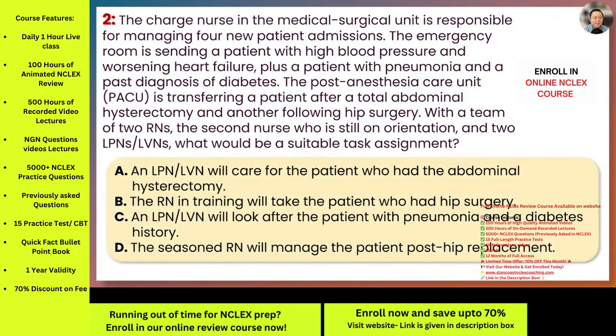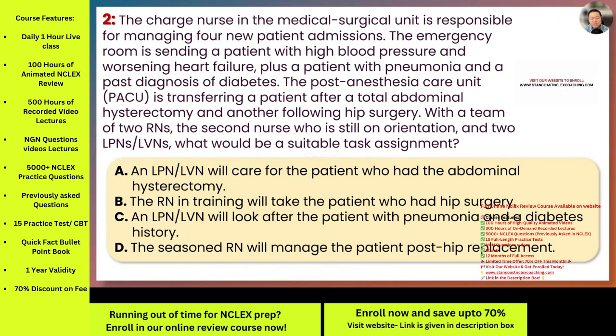Options. A, an LPN, LVN will care for the patient who had the abdominal hysterectomy. B, the RN in training will take the patient who had hip surgery. C, an LPN, LVN will look after the patient with pneumonia and a diabetes history. D, the seasoned RN will manage the patient post-hip replacement. Now, what is your choice here?